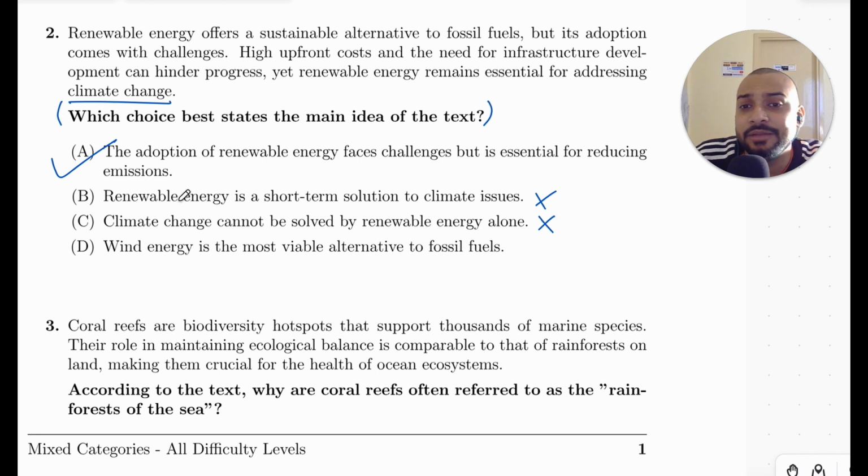Instead, it has been mentioned that climate change can be solved using renewable energy, although no mention about it being the only option. Wind energy is the most viable alternative to fossil fuels. We don't even have the name wind energy in the whole text, so no. Option A is the correct one, covers the essence most comprehensively. Okay. Let's look at the third question.